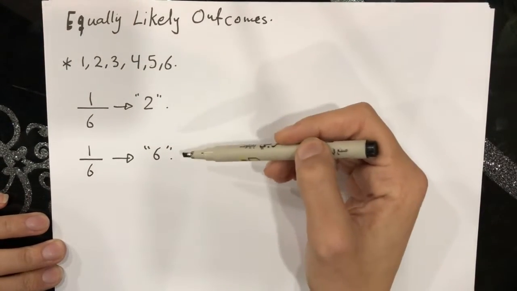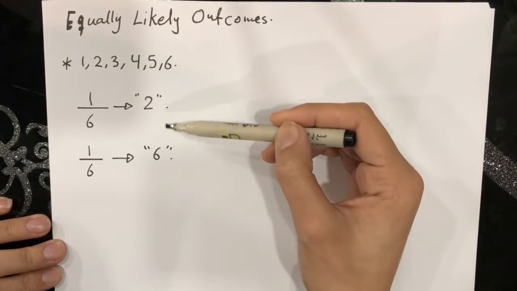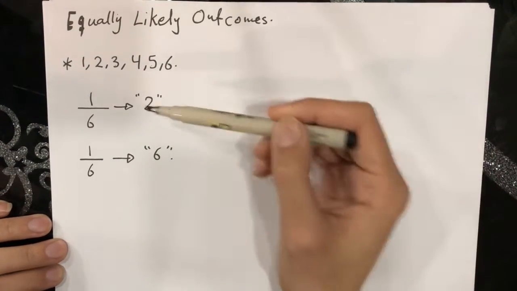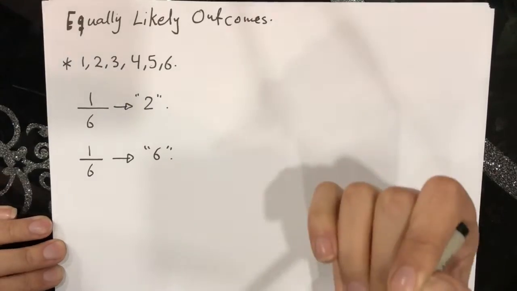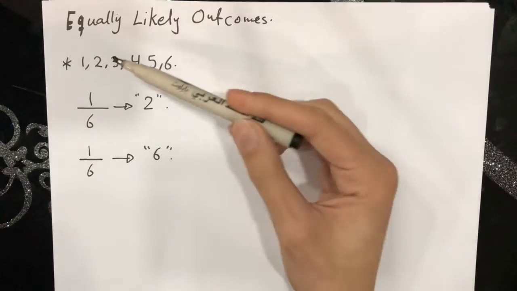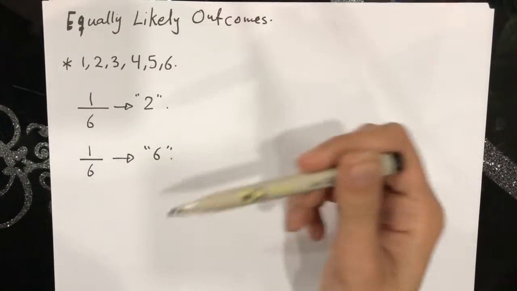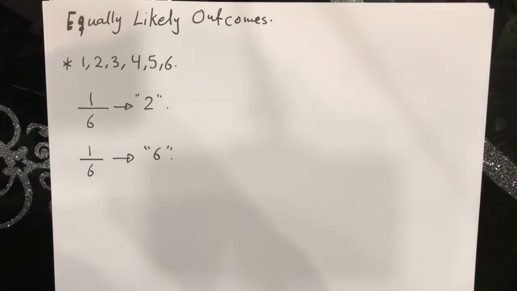Now these both probabilities are equally likely. How likely it is to get a 2? 1 out of 6. How likely it is to get a 6? 1 out of 6. How likely it is to get a 3? Also 1 out of 6. So these all are equally likely outcomes.